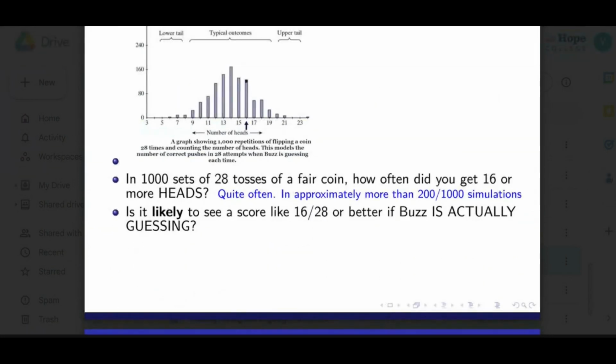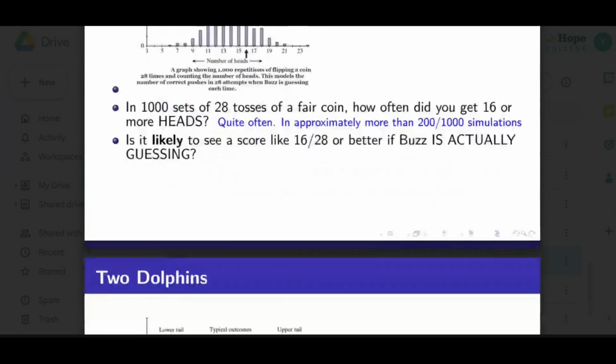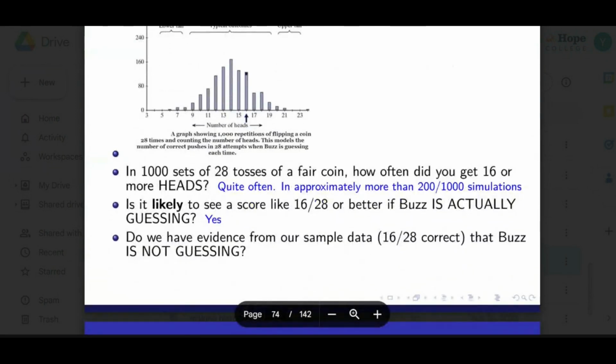How often? Quite often. If you actually counted, there were about 200 cases like that in 1,000. Look at the bars after 16. There's quite a few cases like that. Not like what we've been doing where it's like one dot or no dots. There were at least 200 cases like that. Therefore, is it likely to see a score like 16 out of 28 if you are guessing on a true false test? And the answer is yes, it is. I know the word likely is a little bit subjective, but it happens quite a bit.